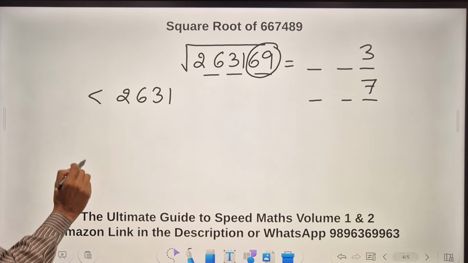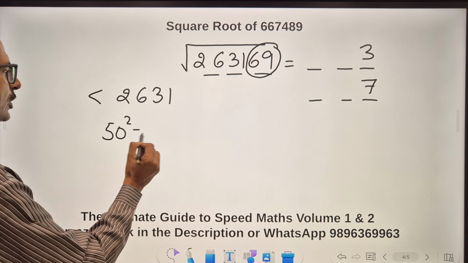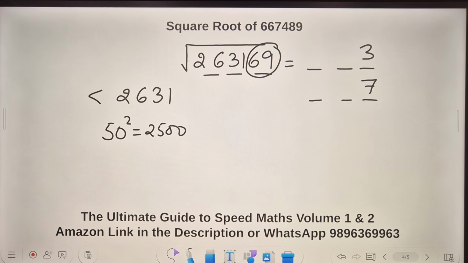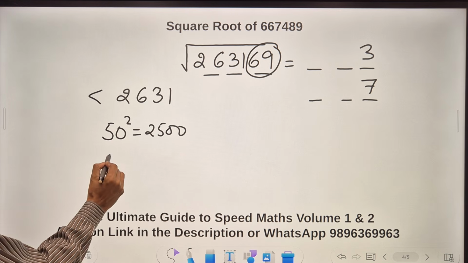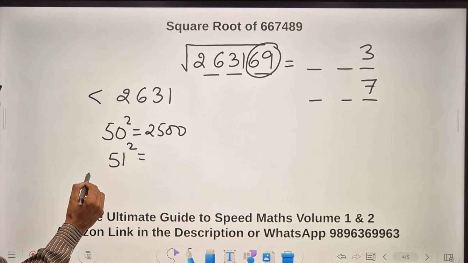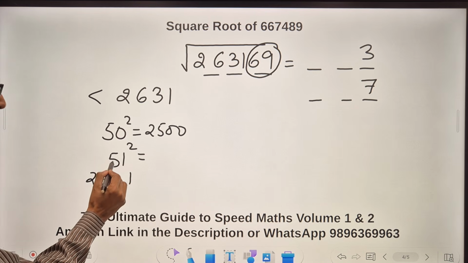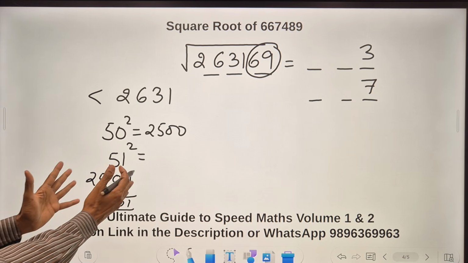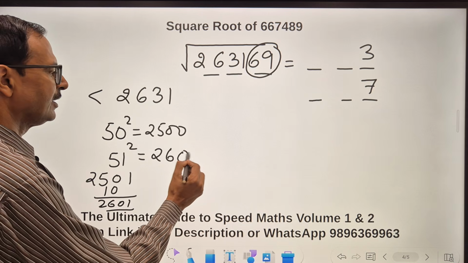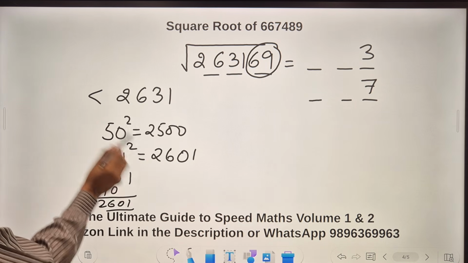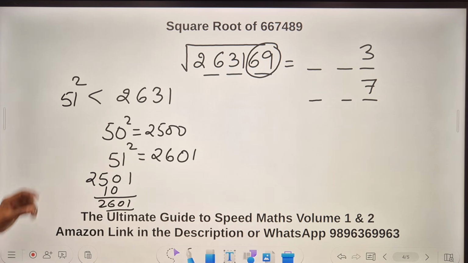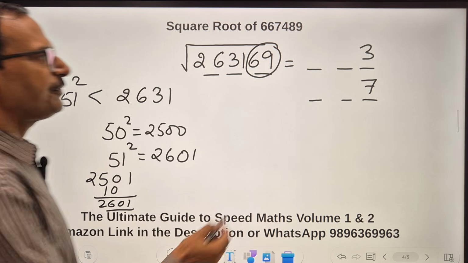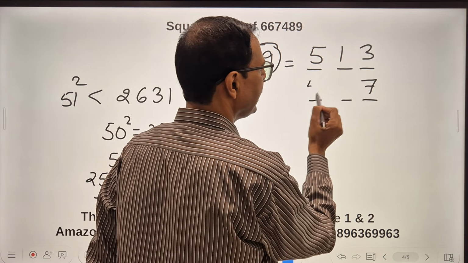See, 50 square is 2500, very close to 2631, but smaller. So let me try 51 square. 5 square is 25, 1 square is 1, 5 into 1, 5, 10. So this is 2601, right? See, I used Vedic maths here also. 2601 is very, very close to this now. And 51 square is the nearest perfect square to this number. So 51 forms the remaining part of my answer.